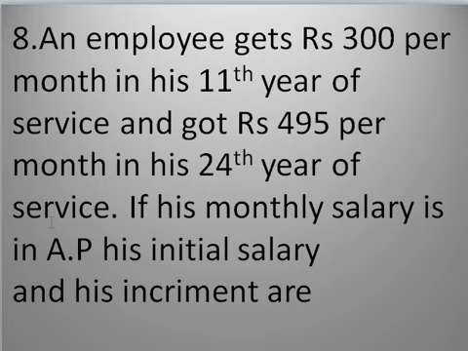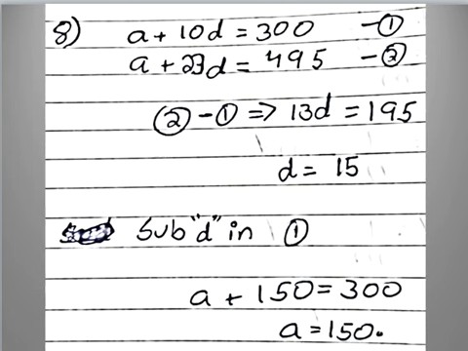One minute is over, and let's see how to solve this question. It's a very tiny one, trust me. Now, the salary in his 11th year is nothing but the 11th term, which is a plus (11 minus 1) into d, which is a plus 10d equals 300. That's my first equation. And similarly, a plus 23d equals 495. It's not given in the question directly, but it is given that his salary in the 24th year is 495, nothing but his 24th term is 495 in this AP, which means a plus 23d is 495.